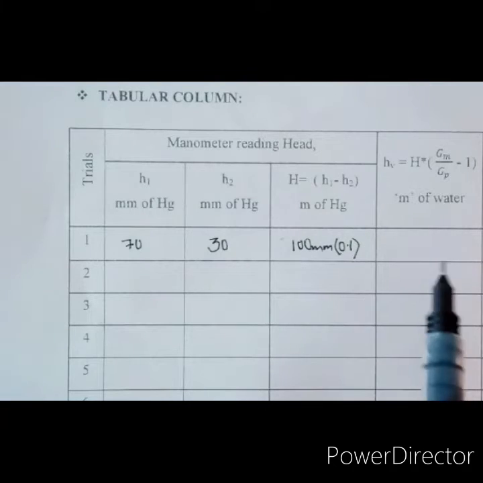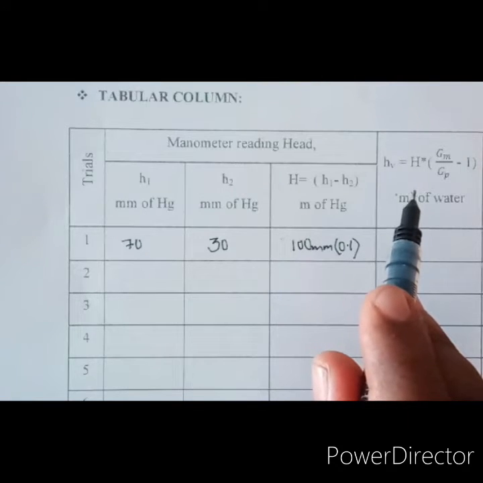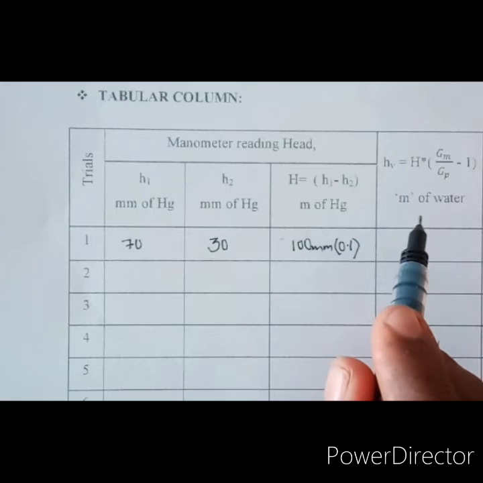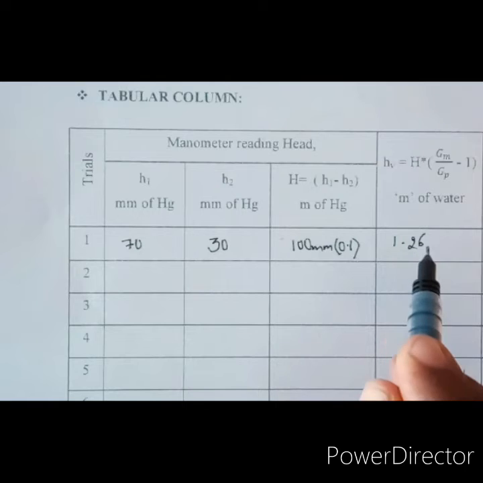The head should be converted in terms of meter of water, which is given by H into (Gm divided by Gp minus 1), where Gm is the specific gravity of the manometer liquid and Gp is the specific gravity of the pipe liquid. In the above experiment, the manometer liquid is mercury, where the specific gravity is 13.6, and the pipe liquid is water, where the specific gravity is 1. When it is calculated, the head of the Venturimeter in terms of meter of water will be 1.26 meter of water.